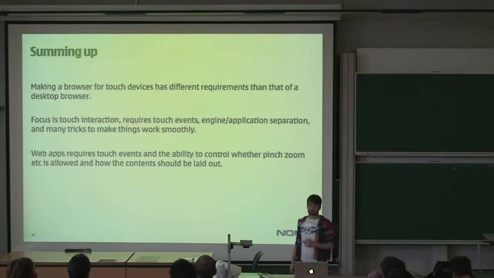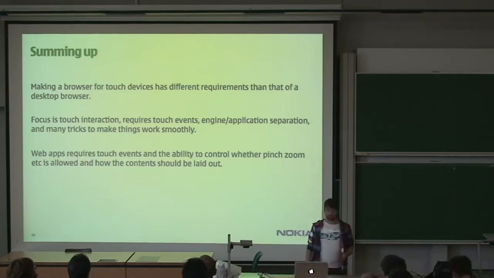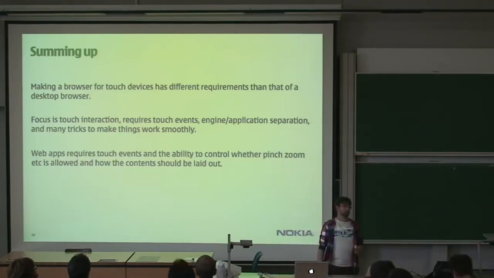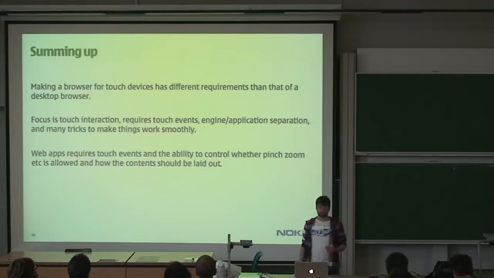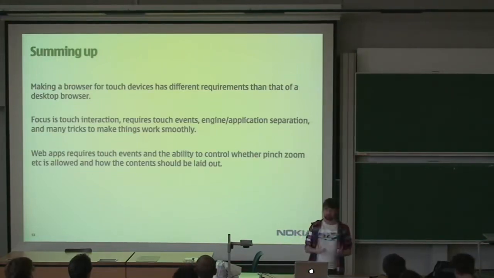So, summing up, making a mobile browser with touch devices has a lot of different requirements than making a desktop browser. Our focus is on the touch interaction, on seeing your content and interacting with it. So we need touch surveillance, we need this engine and application separation, and a lot of small tricks to make everything work perfectly. I've just shown a few of them today, but there's a lot more ideas you can use to make it really work.